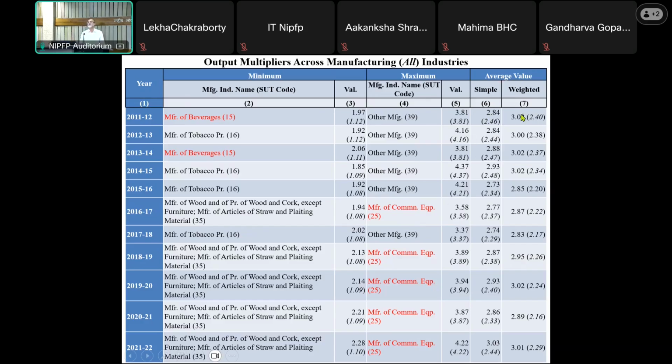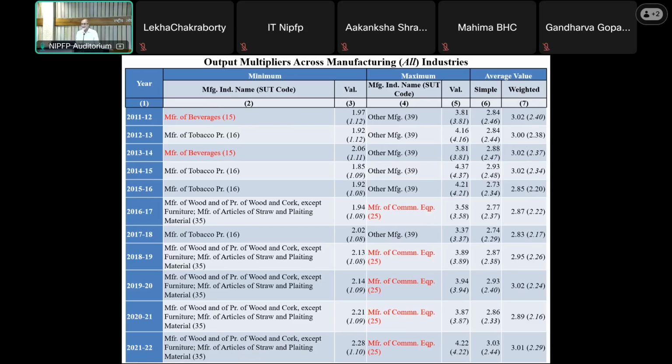And if you look at the weighted average of the output multiplier for the manufacturing industries, it is about a third higher than the weighted average multiplier for all industries. So if you were to increase investment or output in the manufacturing sector, it is expected to have a larger multiplier effect for the economy. That is also one of the targets for the government, which is thinking that it should try and raise it to about 25%.